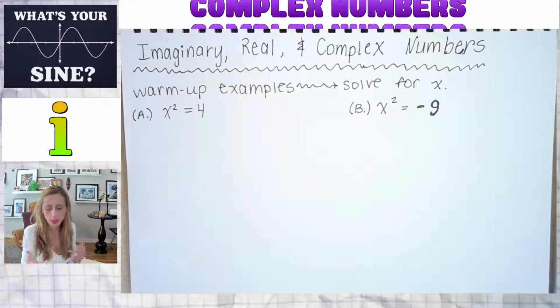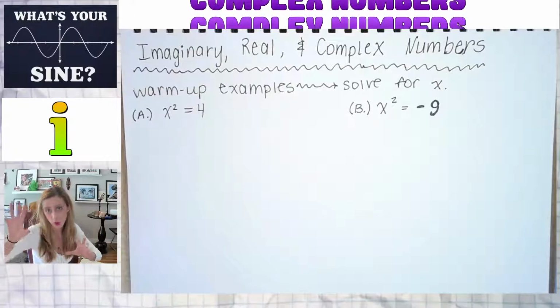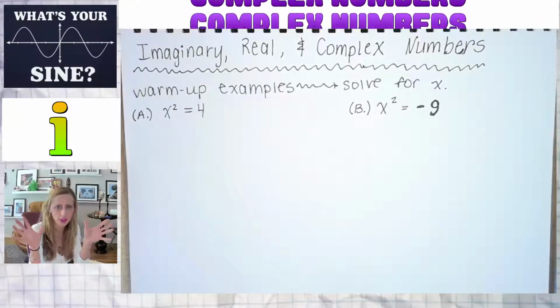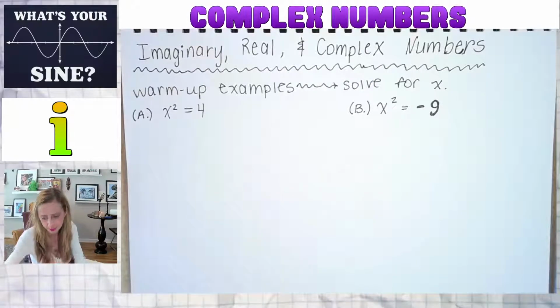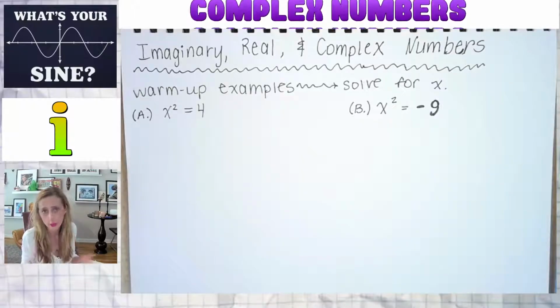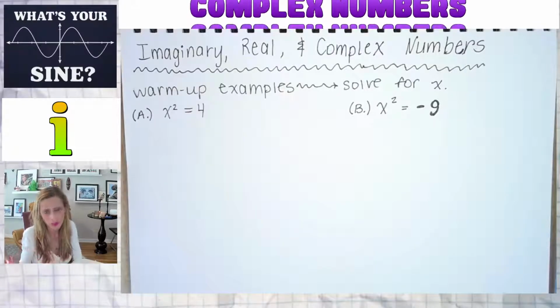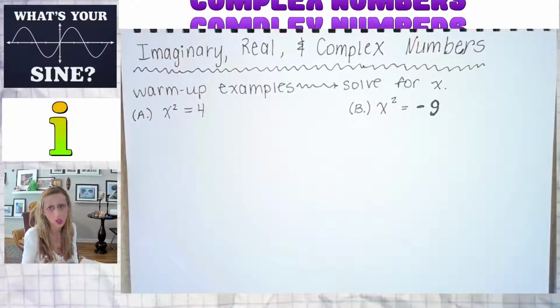So imaginary and real are clearly two separate groups, right? You have your real friends and your imaginary friends, but we also have real numbers and we have imaginary numbers. A real number is basically one of the numbers you already know, okay? If you haven't learned imaginary numbers yet, every number you've learned is real.